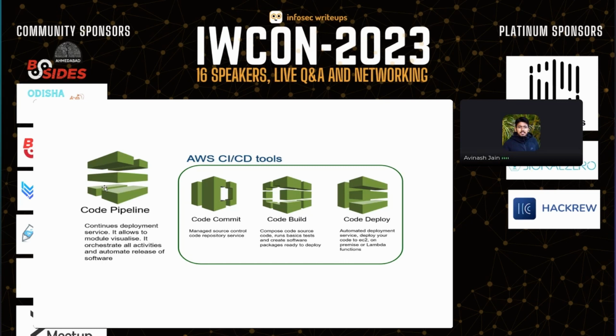CodeBuild, which is the heart of this CI/CD CodePipeline. It is a fully managed continuous integration service through which you can compile your source code, run different types of tests, and finally produce a software package that is ready to deploy using CodeDeploy. CodeDeploy is a fully managed deployment service that has the ability to automate your complete software deployment lifecycle to a variety of compute services, whether it is EC2, Fargate, Lambda, or maybe your on-premises servers.